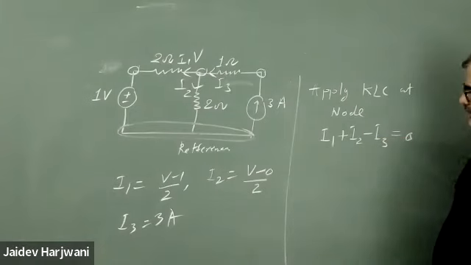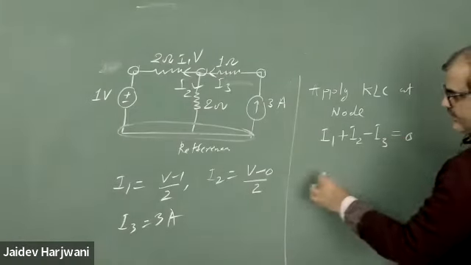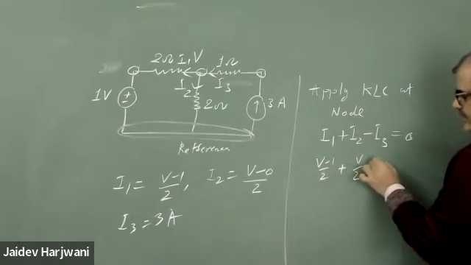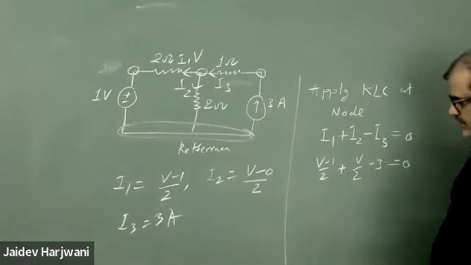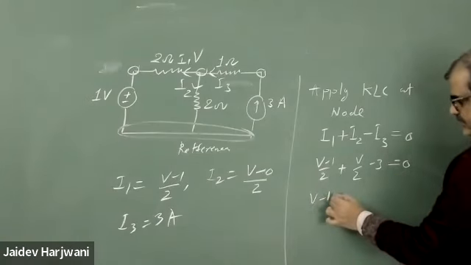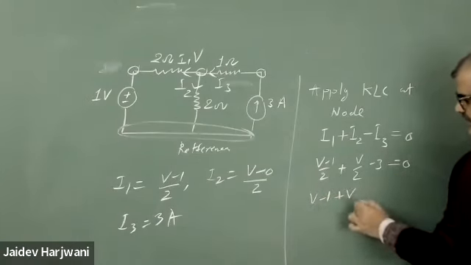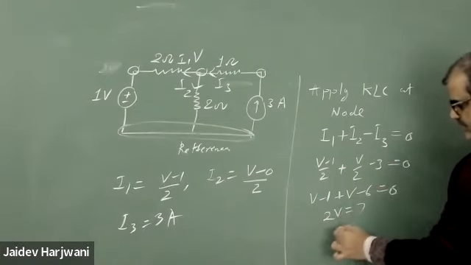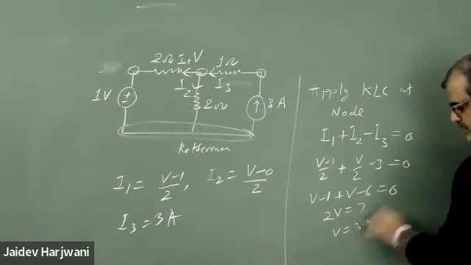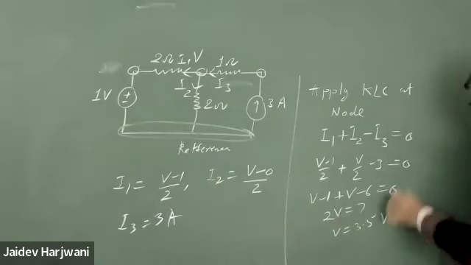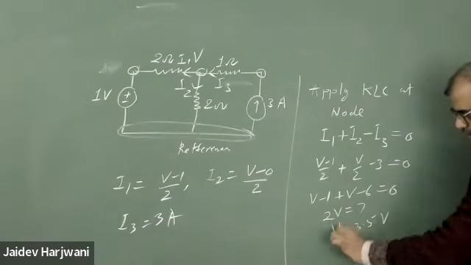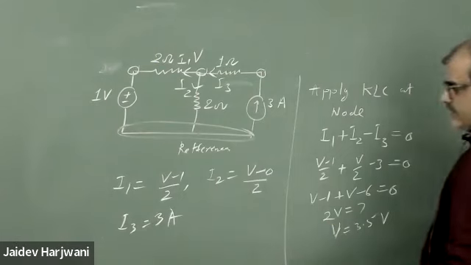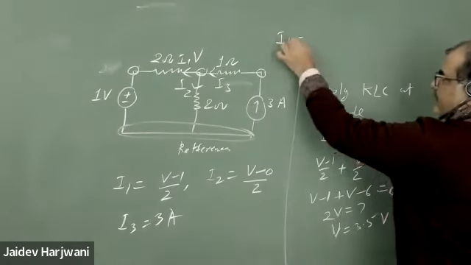Now I1 is (V minus 1) by 2, I2 is V by 2, and I3 is 3, already given. So this will be V minus 1 plus V minus 6 equals 0. So 2V equals 7, and V equals 3.5 volts. That is the unknown voltage.